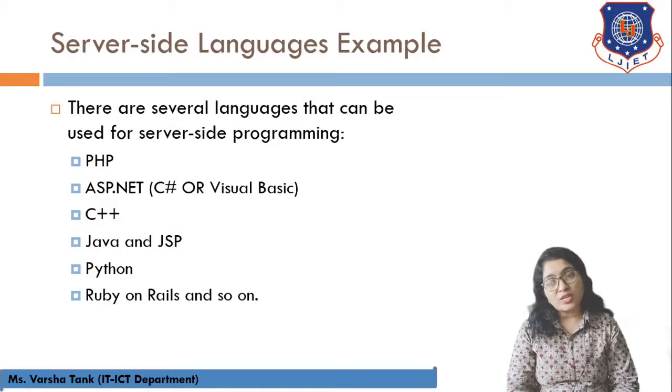Now, what are the server-side languages? Here we are going to learn PHP, okay, and there are a number of other languages available, that is ASP.NET, C# or Visual Basic, then C++, Java and JSP, that is Java Server Pages, then Python, and then Ruby on Rails and so on. There are other languages also available. So these are the basic examples of server-side programming languages.